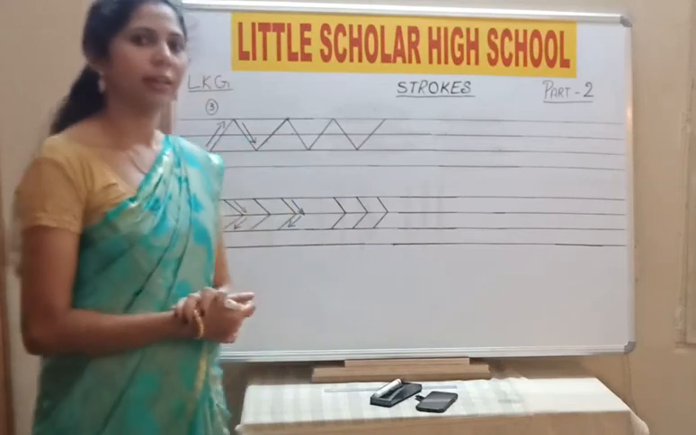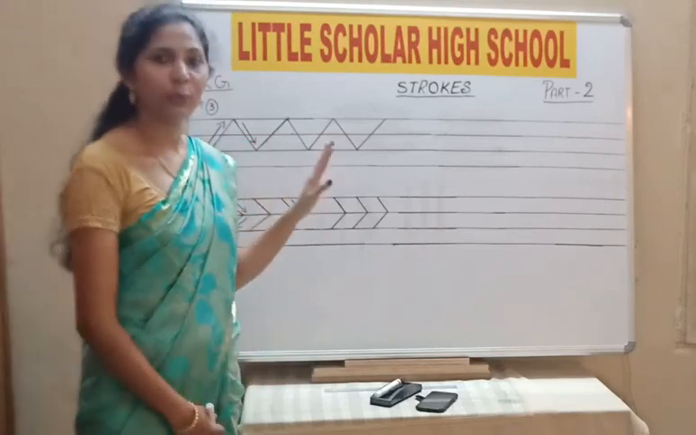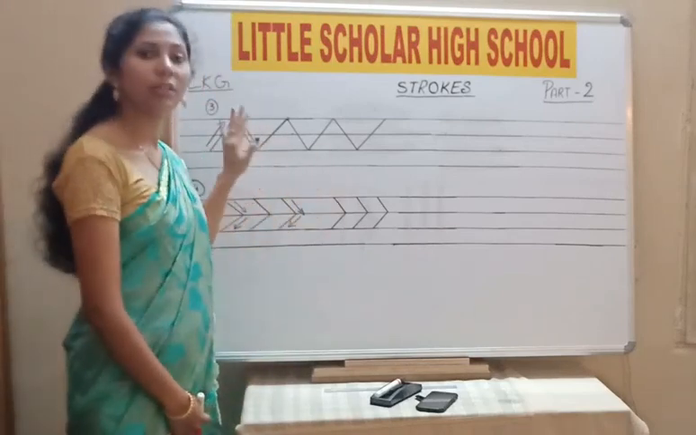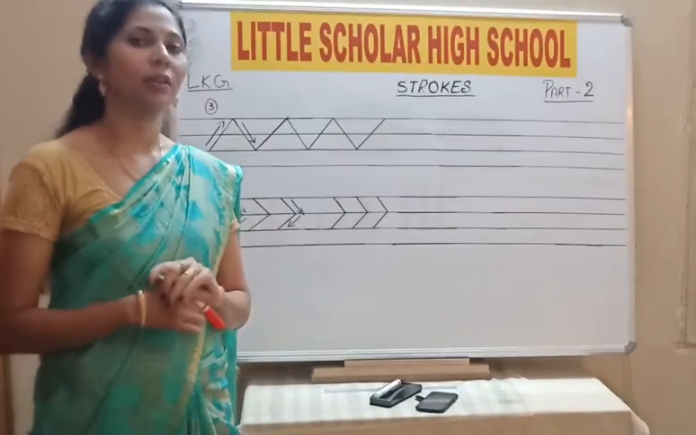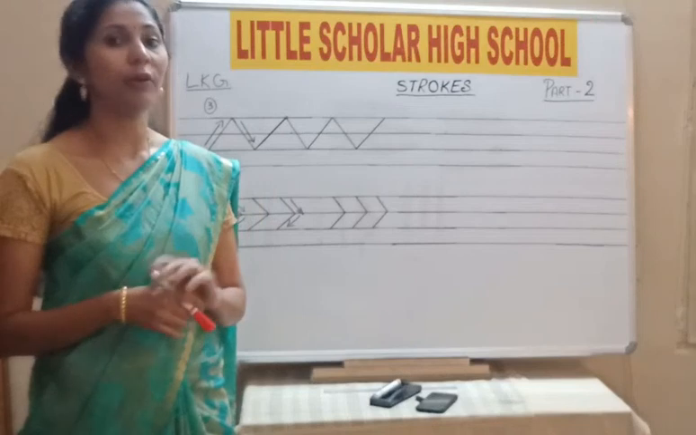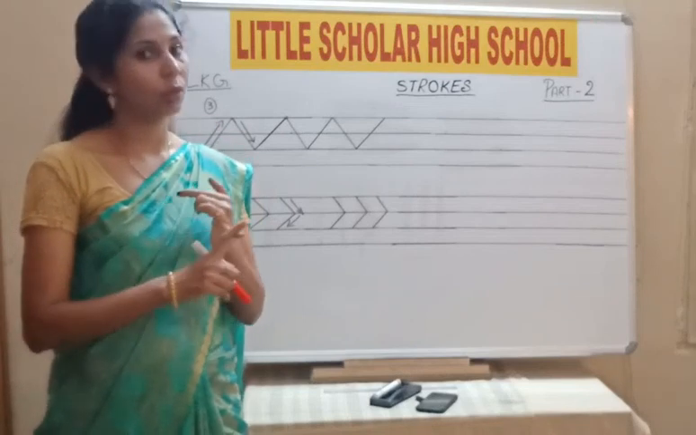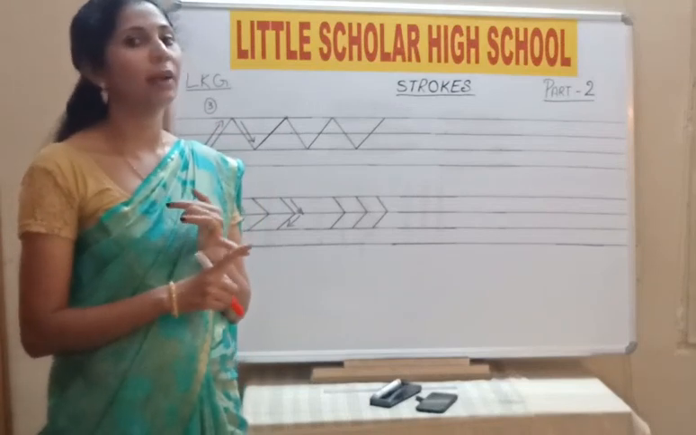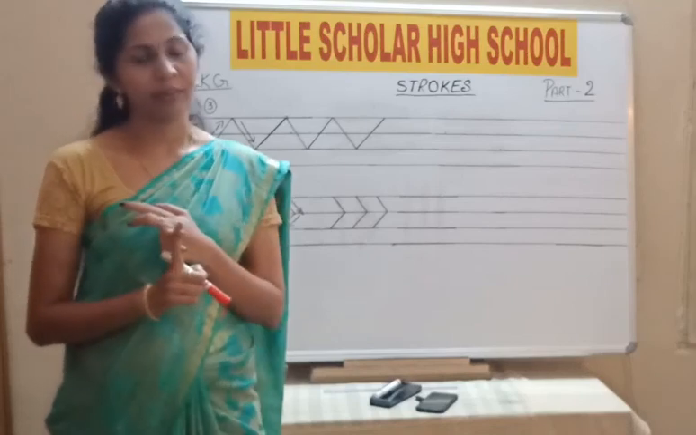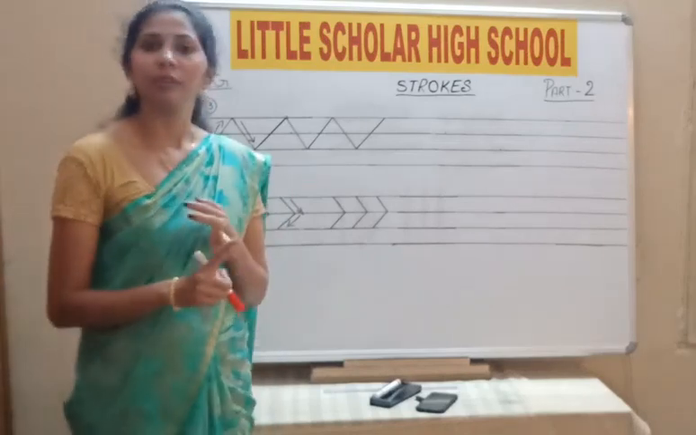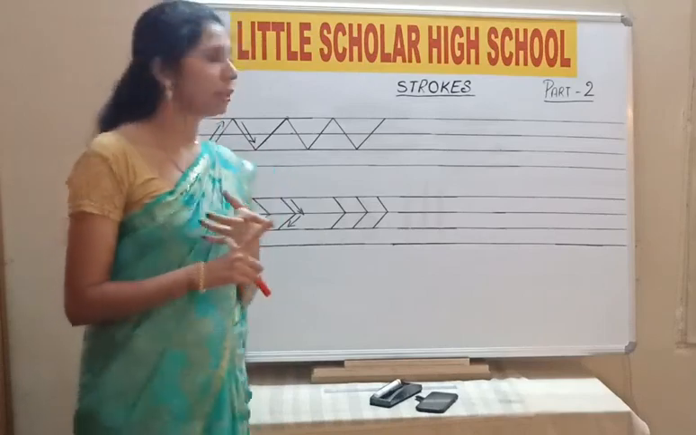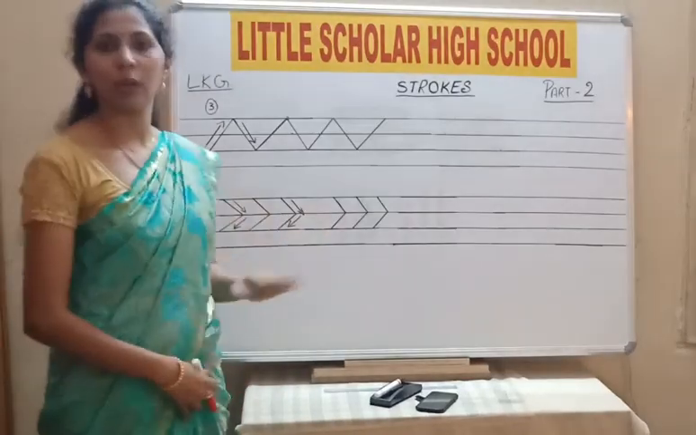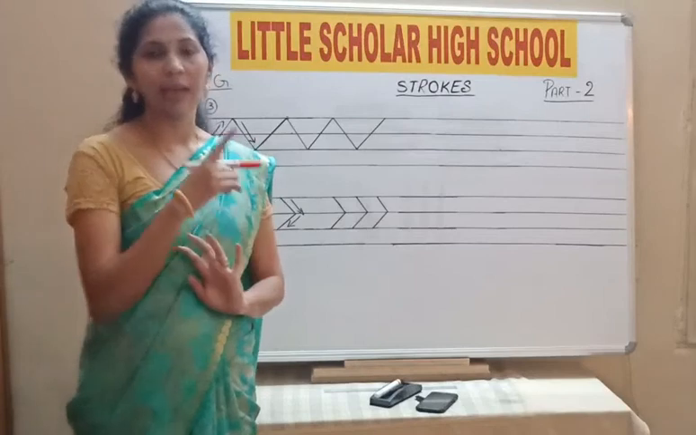So children, after 1 and 2, we are going to learn about strokes number 3 and 4. The first 2 we learnt were the sleeping line and the standing line. Now we are going to learn the third one and the fourth one.